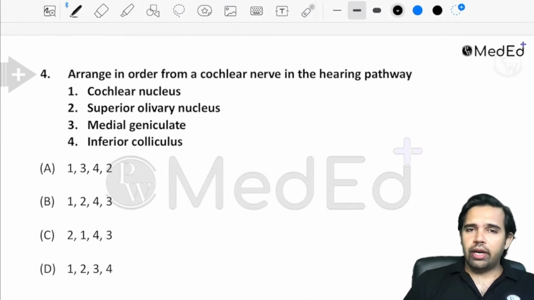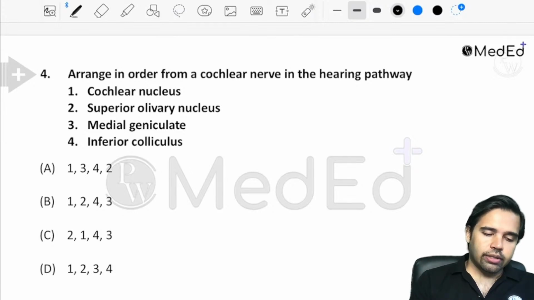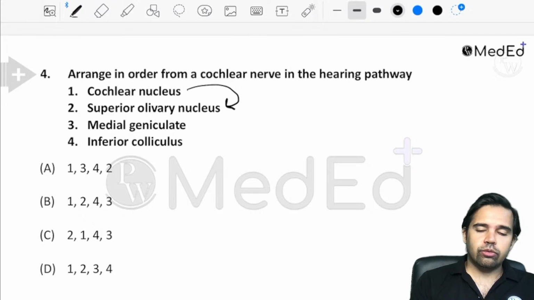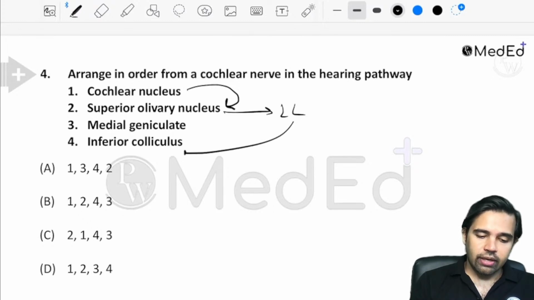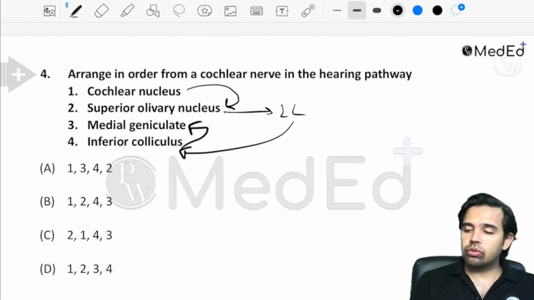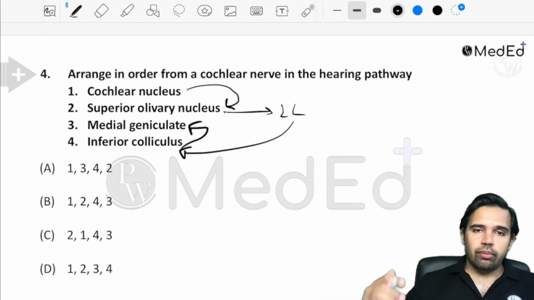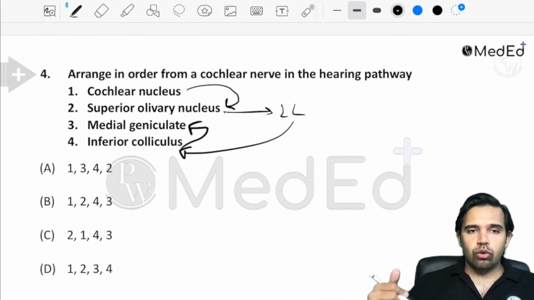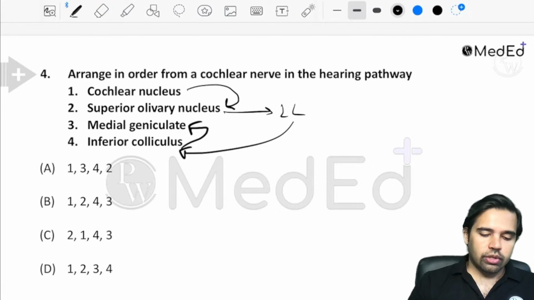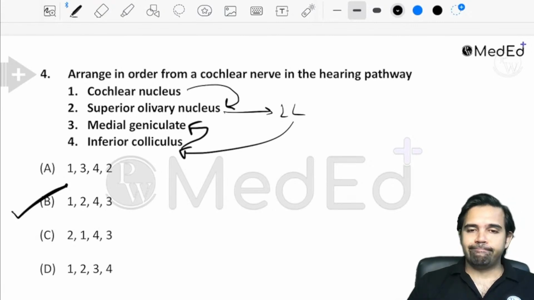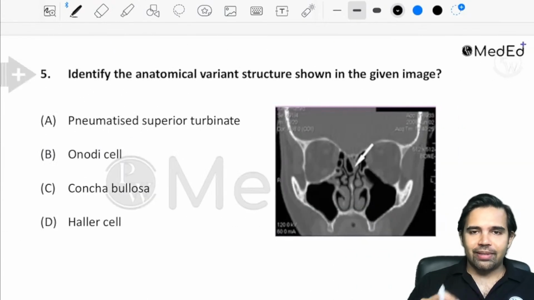Arrange the order from cochlear nerve to hearing pathways. We've already done this. Simple. From the cochlear nucleus, it goes to the superior olivary nucleus. From the superior olivary nucleus, it goes to the lateral lemniscus. From the lateral lemniscus, it goes to the inferior colliculus, and then to the medial geniculate body. So the correct option would be 1, 2, 3, 4. Anyway, we have already done this, so I won't spend time.